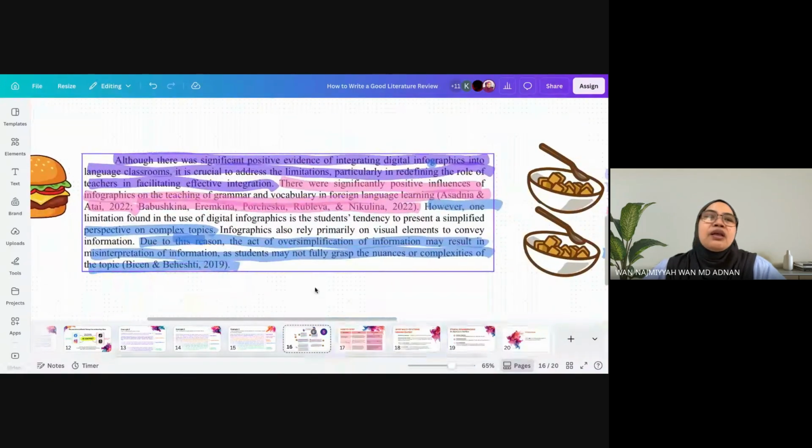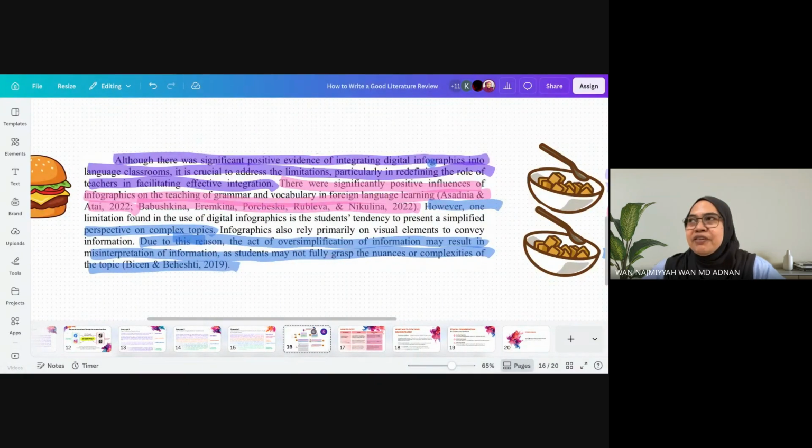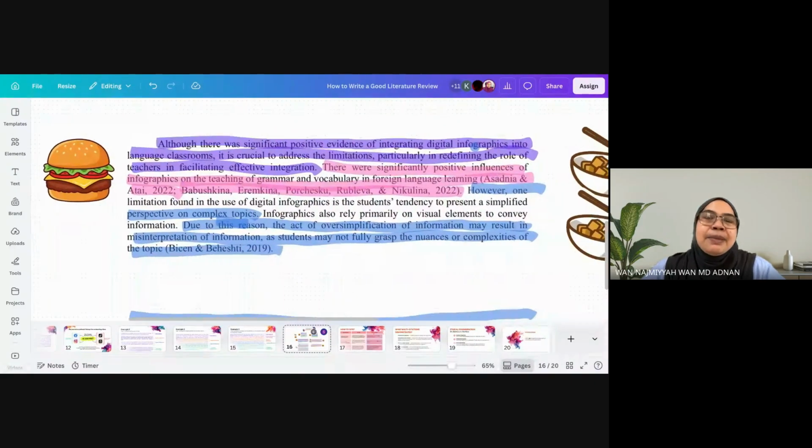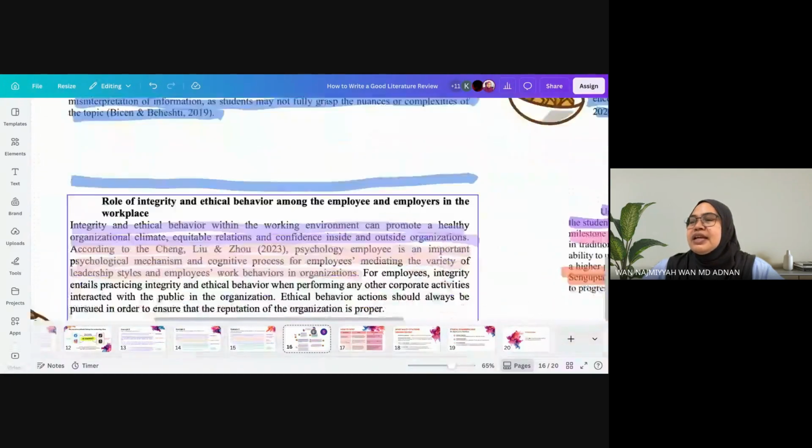Okay, now look at this one. Although there was significant positive evidence in integrating digital infographics in the language classroom, it is crucial to address the limitations, particularly in redefining the role of teachers in facilitating effective integration. Okay, that is the topic sentence. There were significantly positive influences. Very clear on positive there. The next one, "however," so that is the arguments. However, one limitation found. What is it? So there's an argument there, and due to these reasons, they are making a summary. It may result in misinterpretation of information. That is, they highlighted the gap. They might not mention the word gap, but they highlighted the gap of the article. So yes, this is also another burger method. Okay, another burger method.